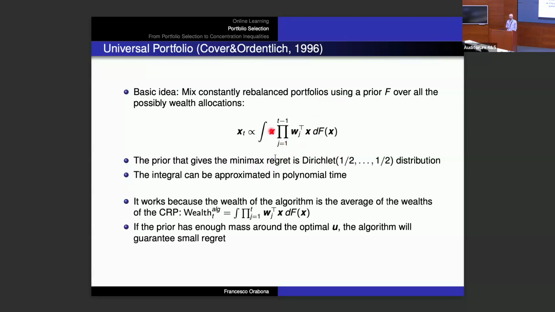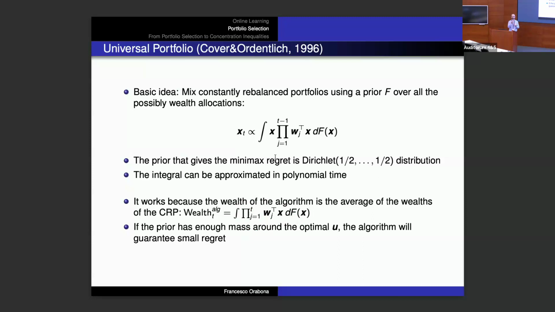Now, why does this thing work? This thing works because it's possible to show, and this is very easy, that the wealth of the algorithm, every time you use such a strategy, is equal to this expression. What is this expression? This is the expectation of the constant rebalanced portfolio wealth, weighted according to your prior. Nothing else.